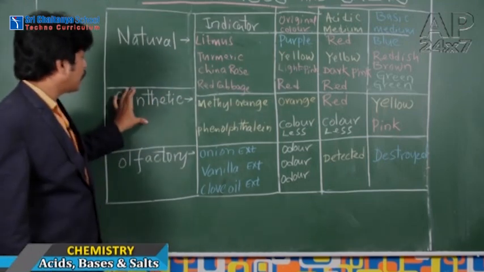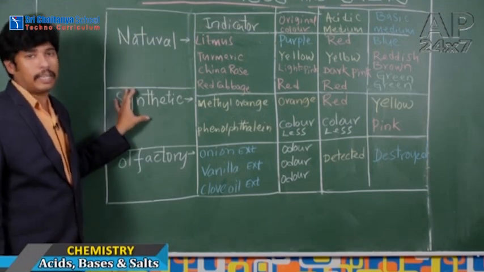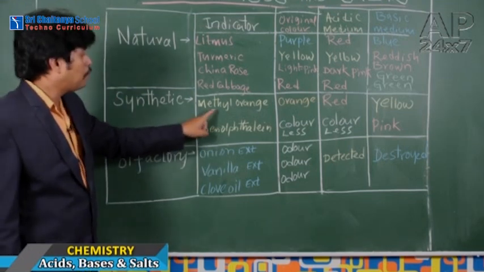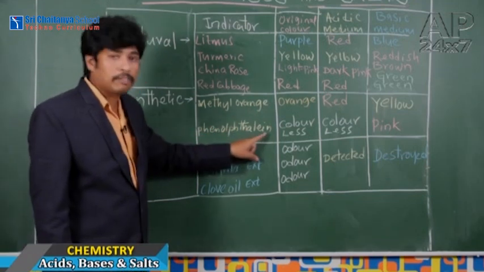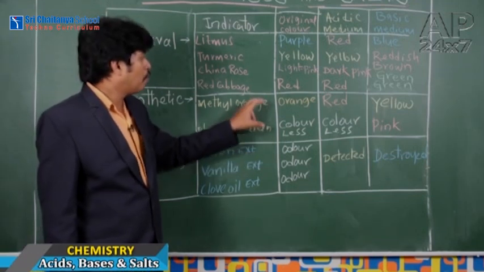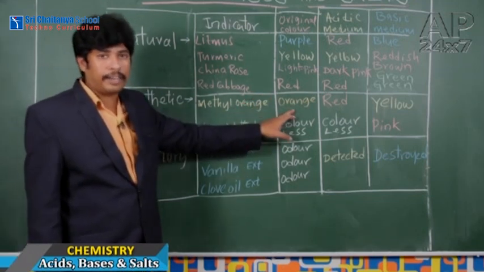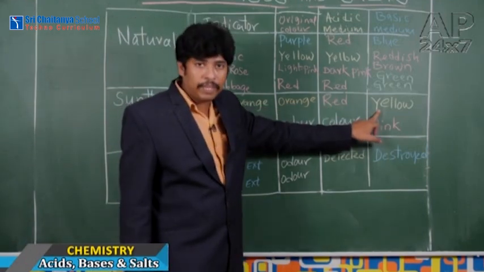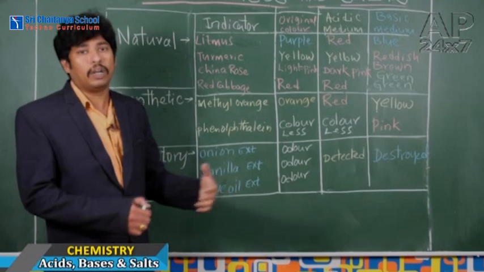And the second category is synthetic indicators. Already we know there are two main or most important examples. One is methyl orange and the second one is phenolphthalein. So the original color of methyl orange is orange. In acidic medium it turns to red. When it comes to the basic medium it develops yellow color.